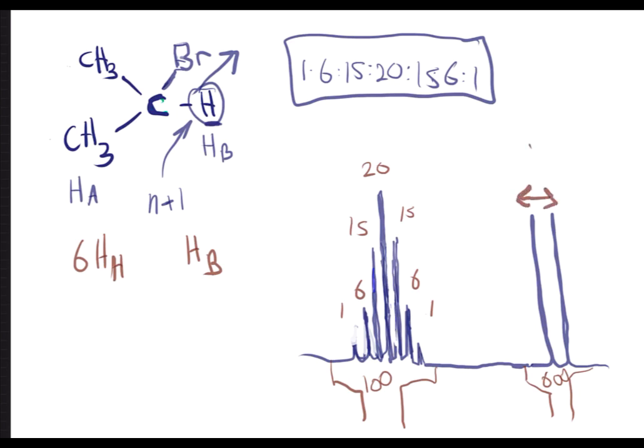J is the coupling constant. So remember, the splitting between your peaks for the doublet is going to be the same as the splitting between each individual peak of the septet. I've drawn this not to scale, because the distance between every single one of these peaks along the septet has to be the same as the distance between the doublet. And that's because of the coupling between HB and HA. The splitting is the same.